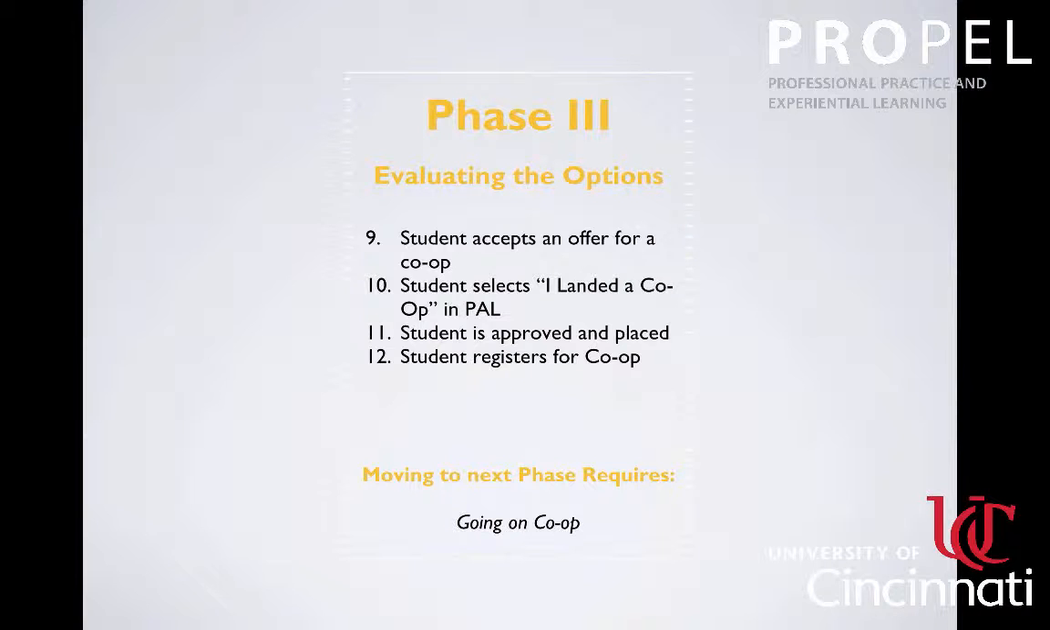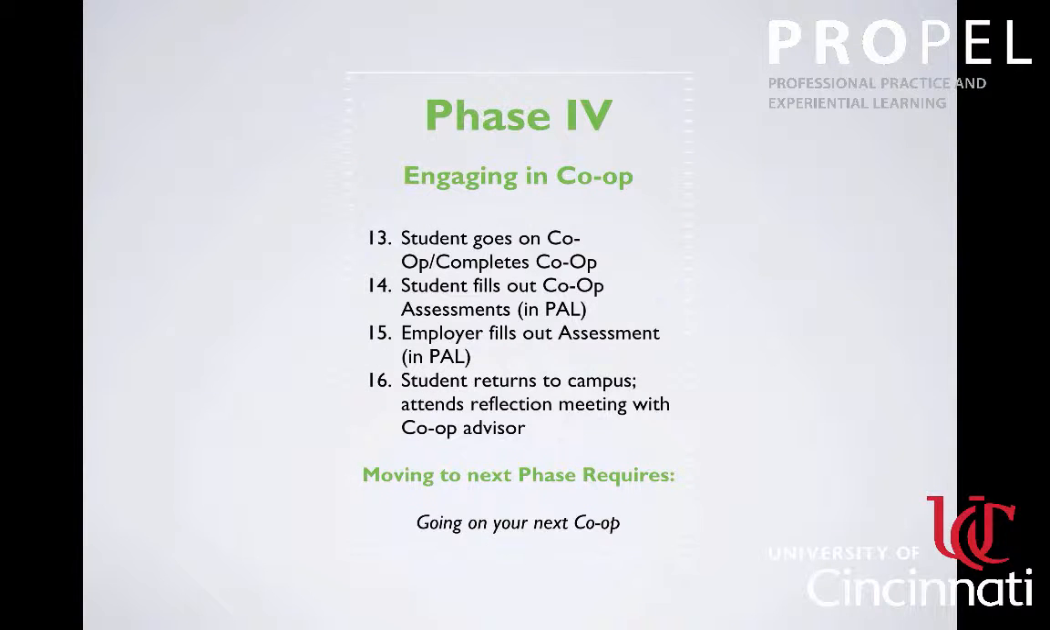The move on to the next phase is basically going on to co-op, and that's really phase 4, engaging in that co-op opportunity. You go on to the co-op, you complete your entire semester. During your semester, you fill out co-op assessments. There are 3 of them: one at the beginning of the semester, one in the middle of the semester, and one at the end of the semester.